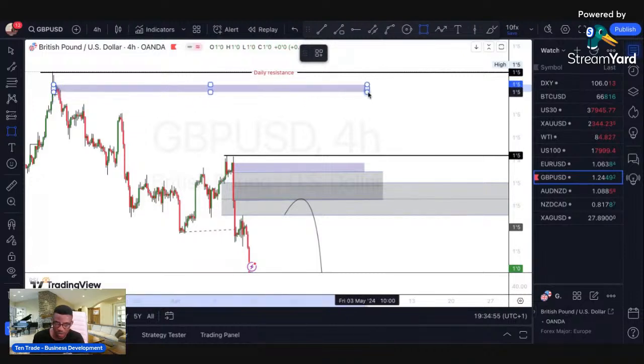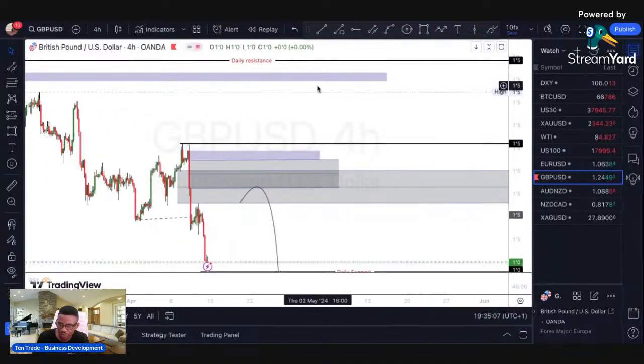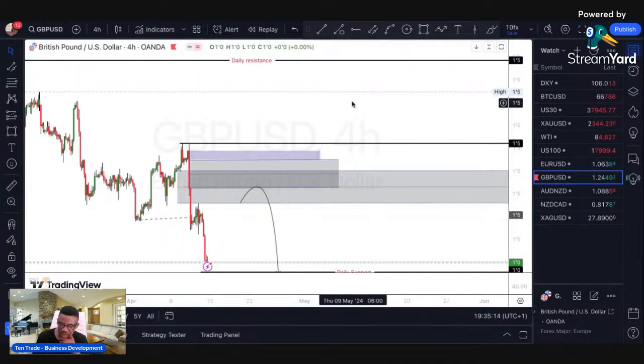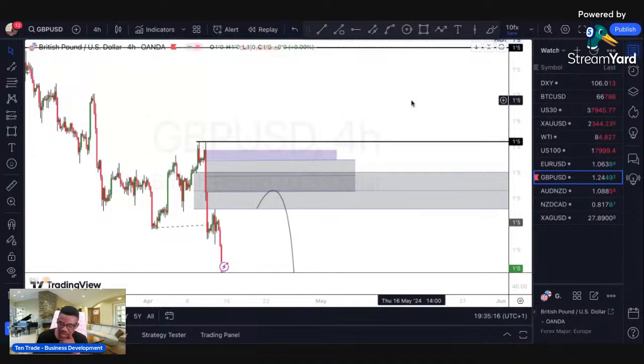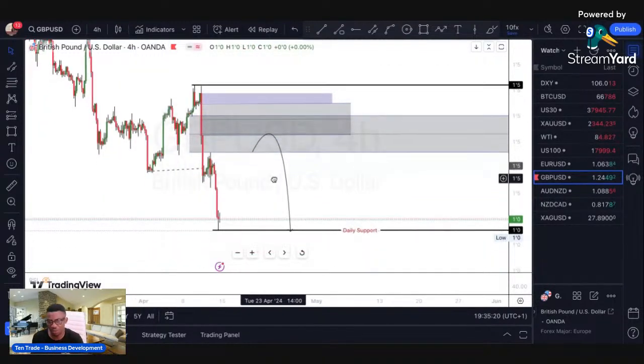There's no area of imbalance in between. All the imbalances have been filled. But if price could come there, that would be a sell from the daily area. But most likely for the week, we can't expect this. I don't think this will happen. I'm seeing more of this zone happening for the week.